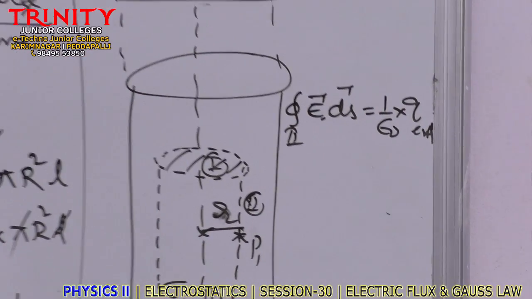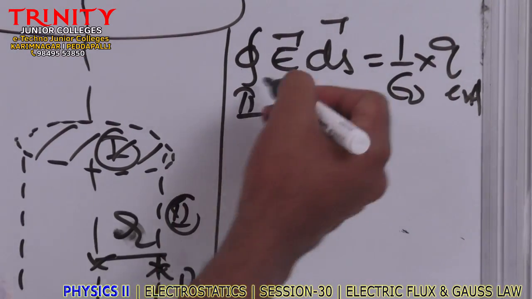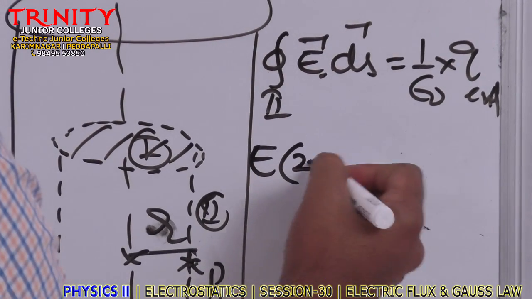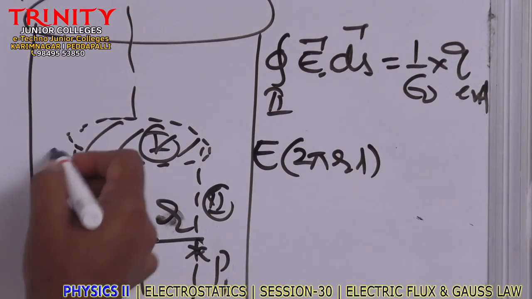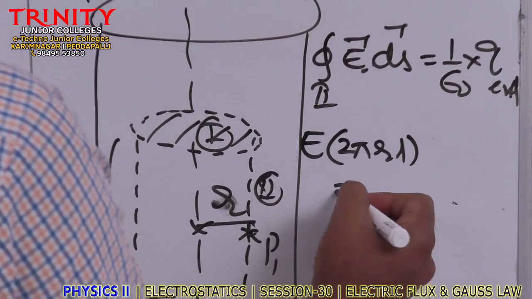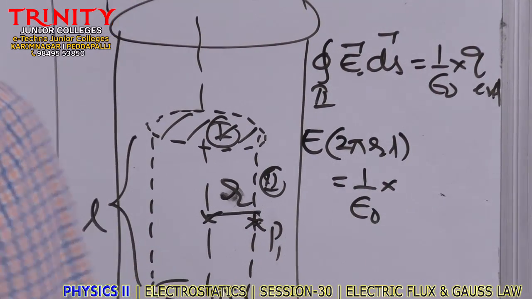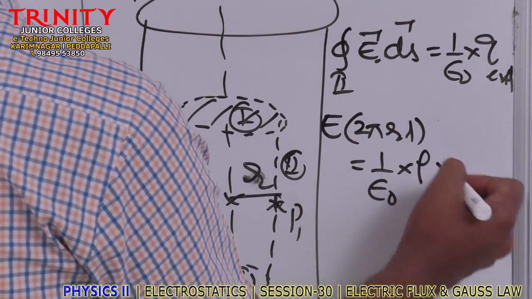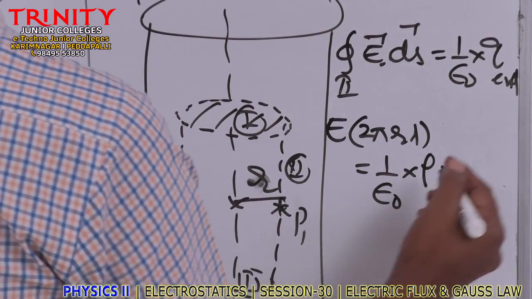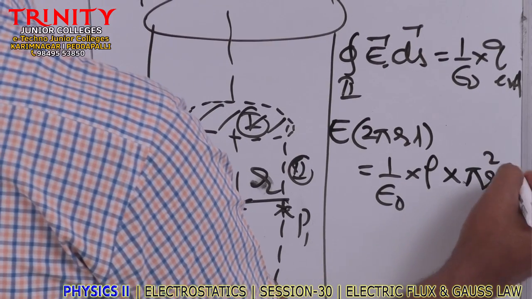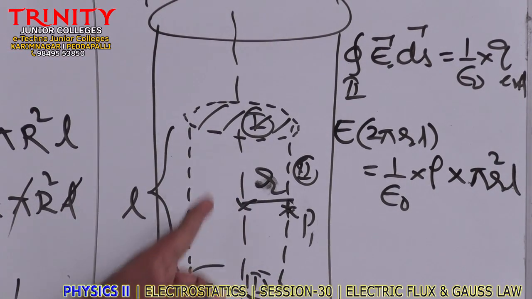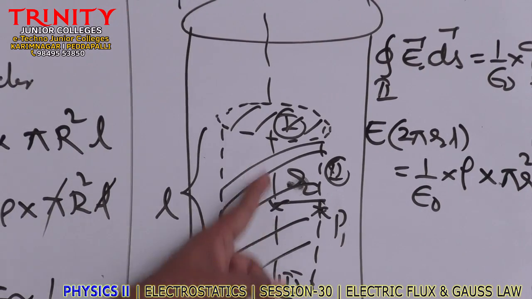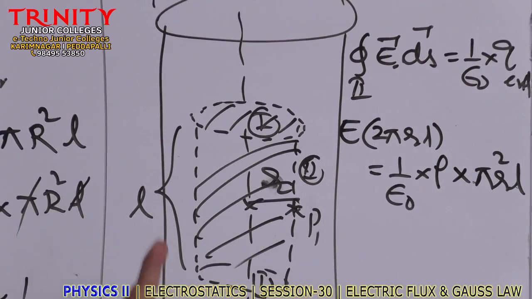So E dot ds means, let me write directly, E into, what is the integration of ds? Integration of ds means 2 pi r L, where L is the length of the Gaussian cylindrical surface, is equal to 1 by epsilon naught into charge enclosed. What is the charge enclosed? Charge density into the volume of the inner one, that is pi r square L. This is where the charge is enclosed. So the volume of this should be taken, not the volume of the outer region.